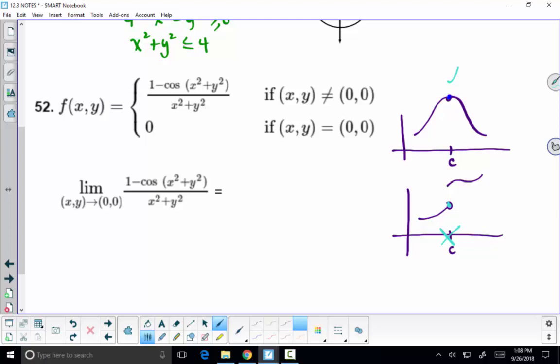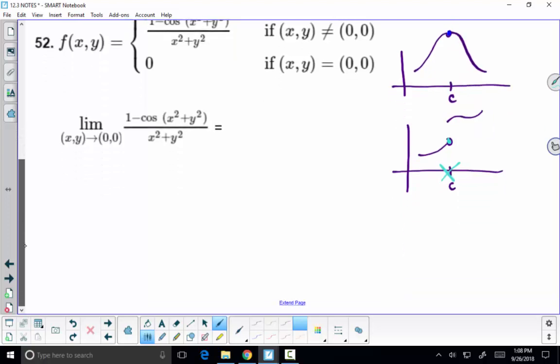So here the only issue is the origin. The value of the function is equal to 0 there. Now we have to check the limit of the function. Is the limit of the function also 0? And if it is, then it's continuous. If it's not, then it's not continuous. So we have to take the limit of this.